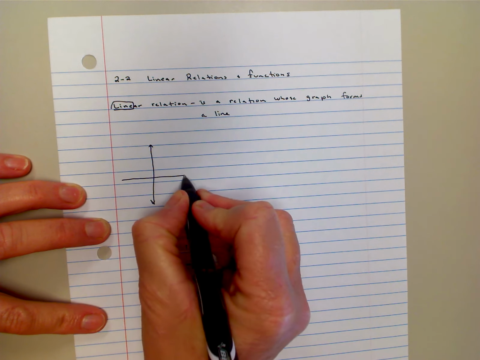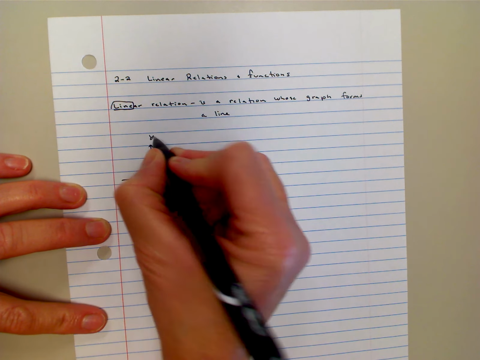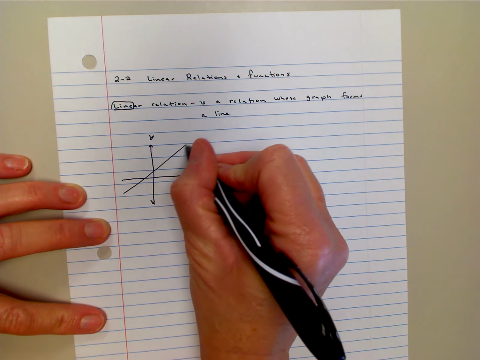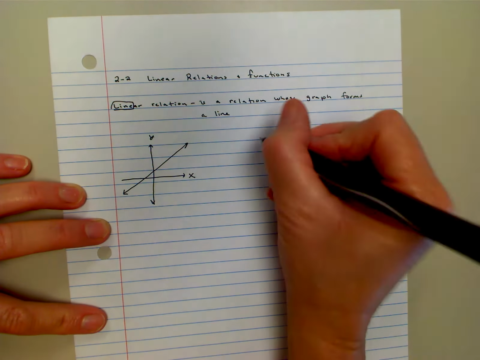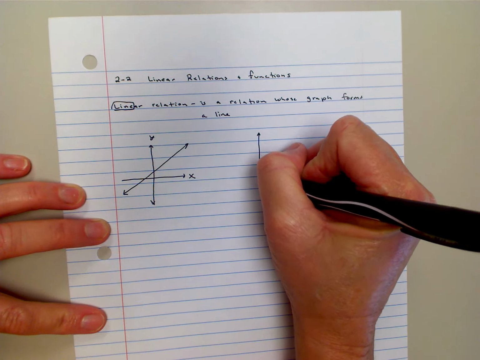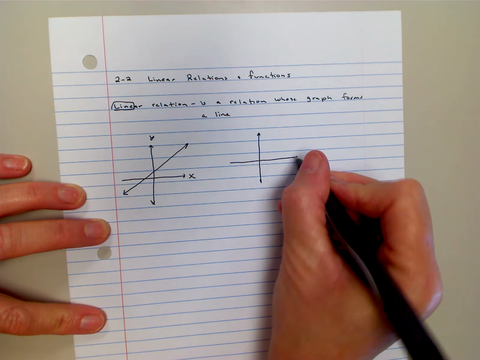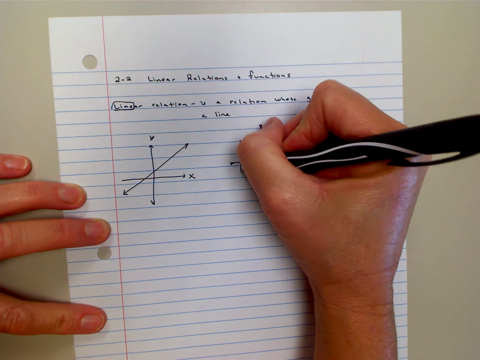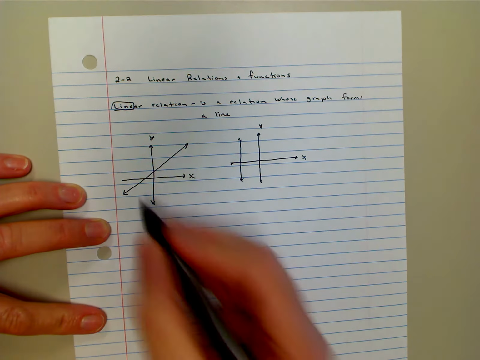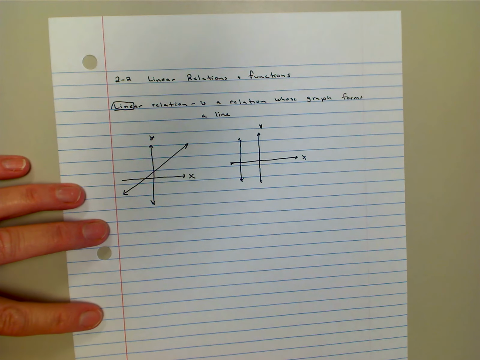just sketched out, not drawn to scale, but there's my x-axis, there's my y-axis. Here's an example of what would be a linear relation. Or it could look like this. My x and my y, and here's my line. Okay, these are both examples of linear relations.